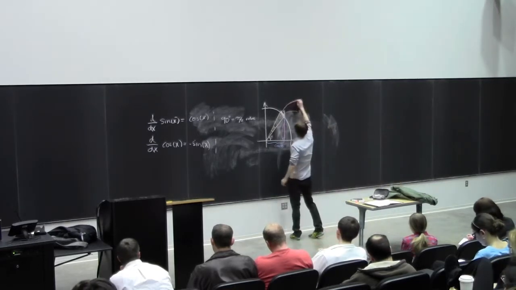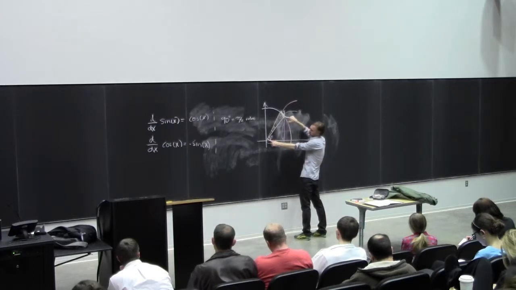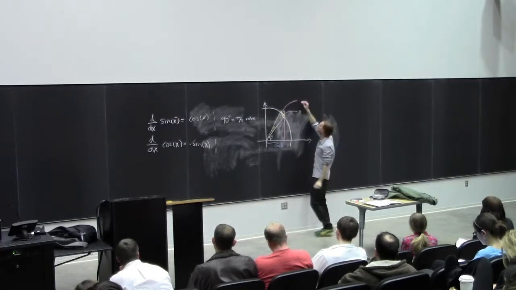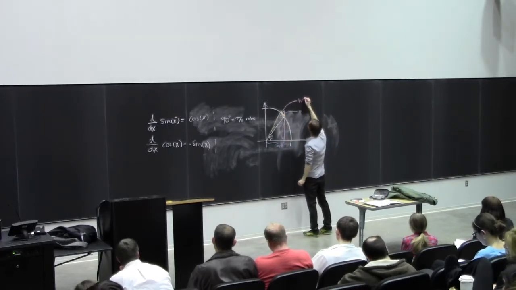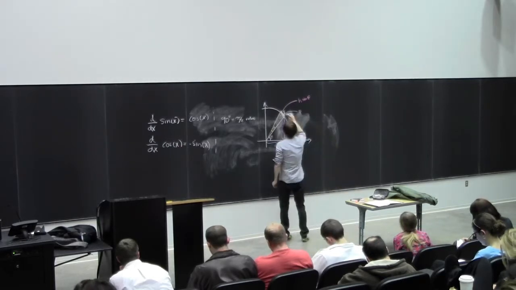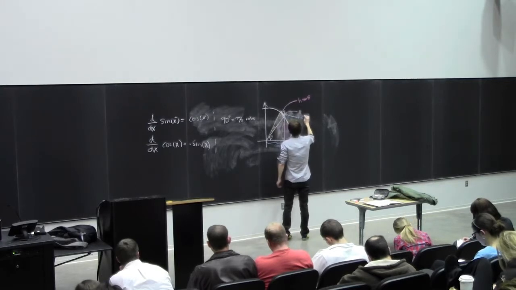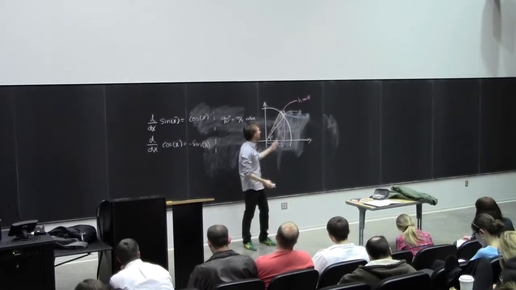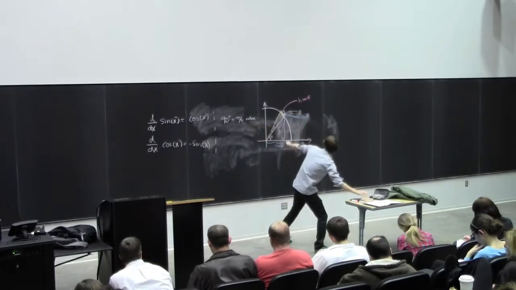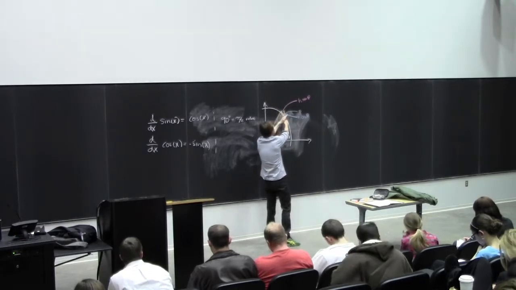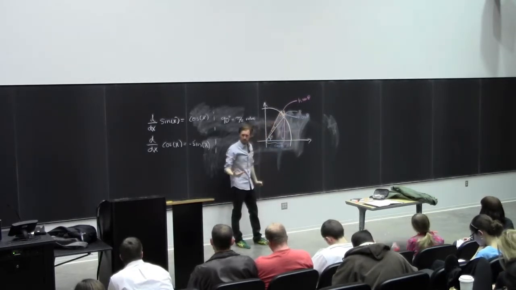So how long is the hypotenuse of this right triangle? 1. How long is the hypotenuse of this right triangle? It's h. So this side is h sine theta, and the blue side is going to be h cosine theta. And this is the amount that I'm adding to sine theta as we increase the angle a little bit.